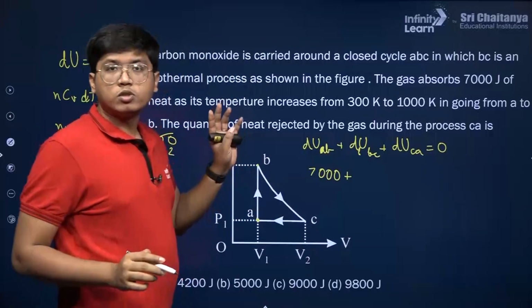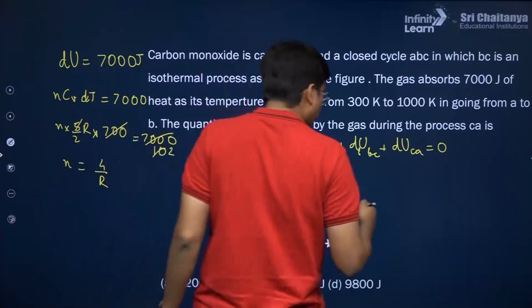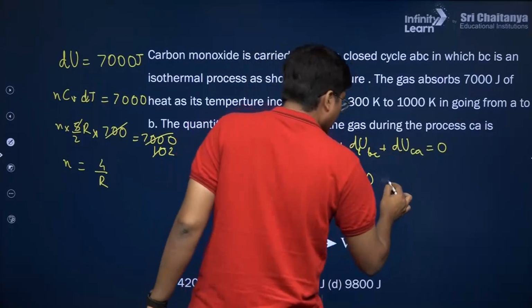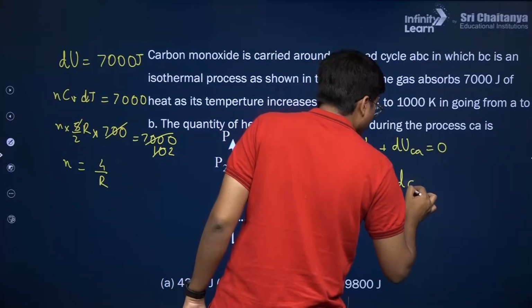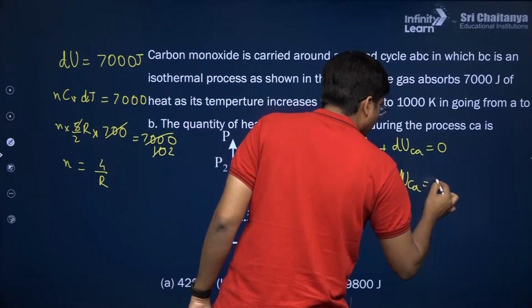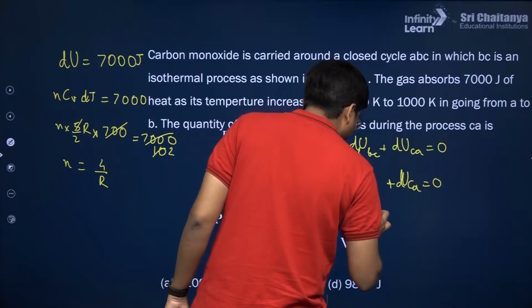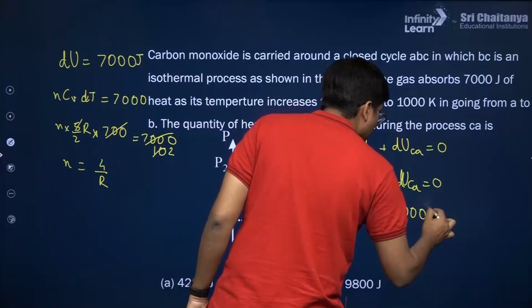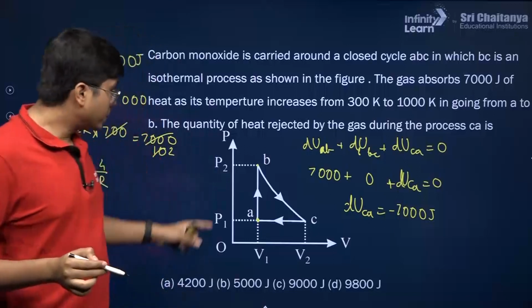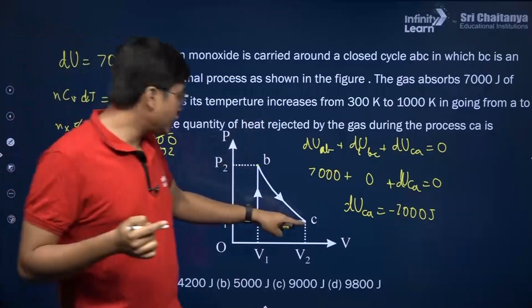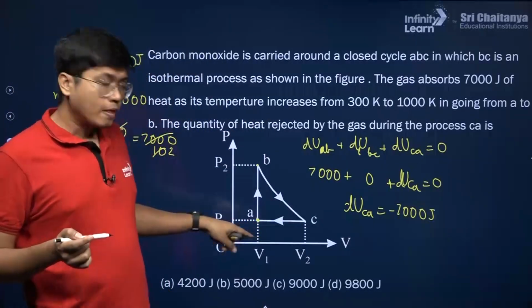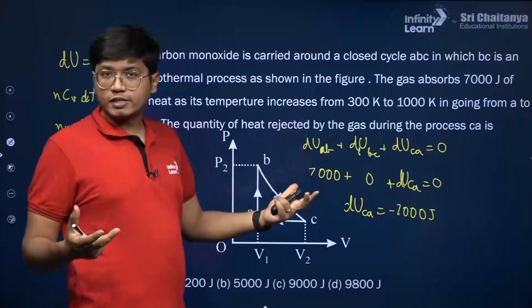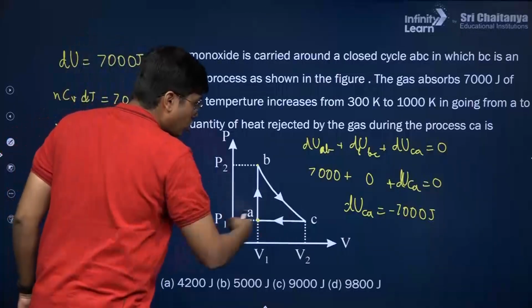DUBC we know is equal to 0. So DUCA we can calculate. DUCA is equal to minus 7,000 joules. Now remember, this is not the answer. This is the change in internal energy from C to A. This is not the energy that is absorbed or released because there's also work done here.